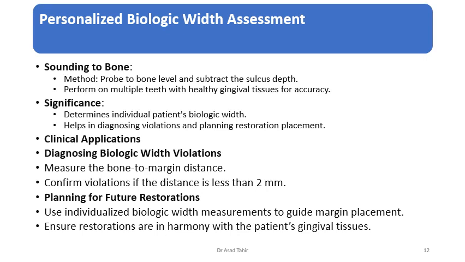Conclusion. Proper evaluation of biologic width is crucial for periodontal health and successful restorations. Both radiographic and clinical assessments are necessary, with a focus on accurate measurement techniques. Understanding individual variations in biologic width allows for better diagnosis, treatment planning, and long-term outcomes for dental restorations.